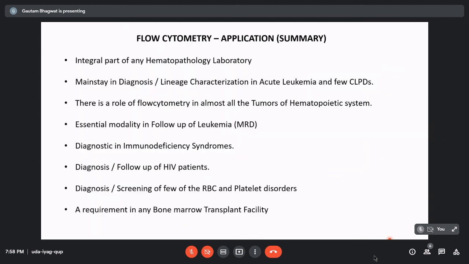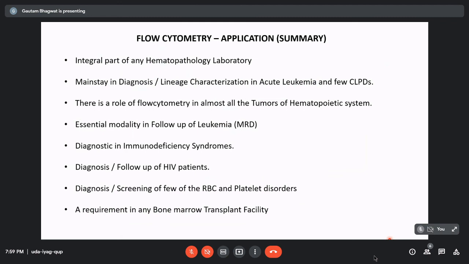Well, here I would just wrap up by summarizing that flow cytometry is an integral part of any hematopathology laboratory. It is the mainstay in diagnosis and lineage characterization of acute leukemias and CLPDs. There is a role of flow cytometry in almost all the tumors of the hematopoietic system. It is an essential modality in follow-up of leukemia and must be a part of any state-of-the-art hematopathology lab catering to the patients of leukemia for the measurable residual disease detection.